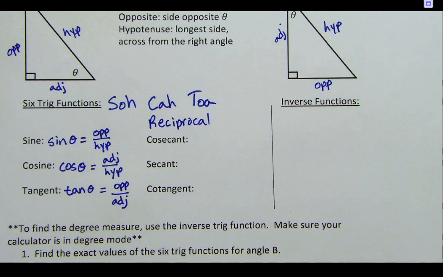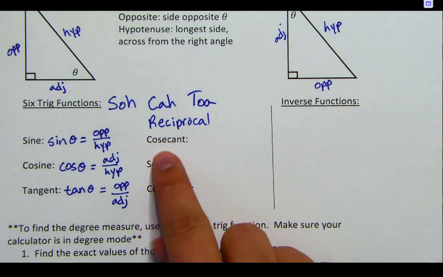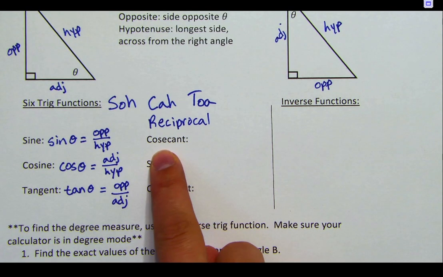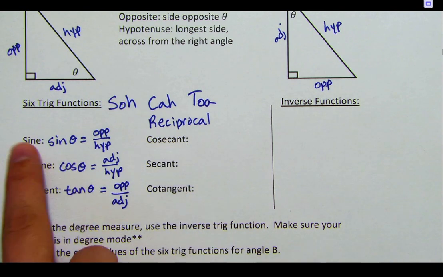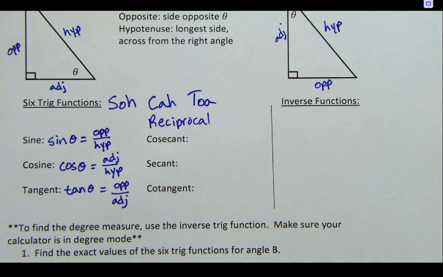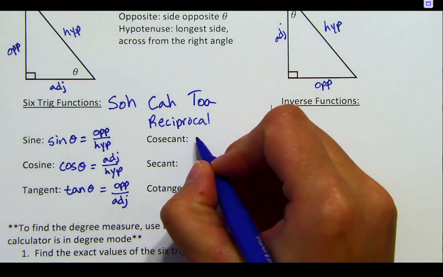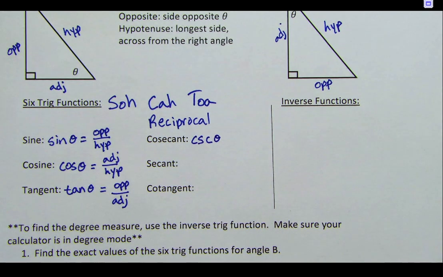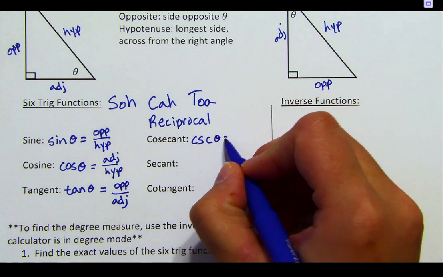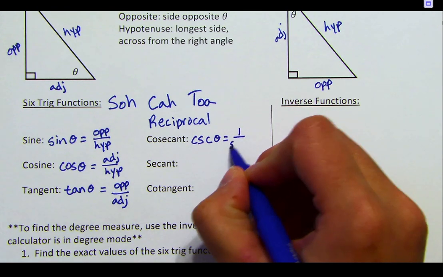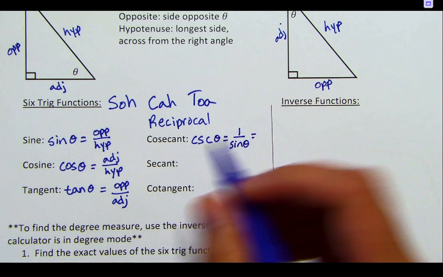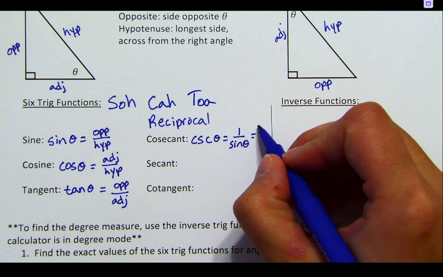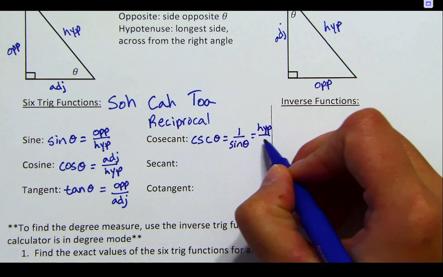So what it means is that if I'm talking about the cosecant, this is really the same thing as 1 over sine. So the cosecant is a reciprocal to sine, and its abbreviation is going to be CSC, and then our theta. Okay. So again, we are thinking of this as either 1 over sine, or it would be the reciprocal of this. So this is going to be the hypotenuse over opposite.